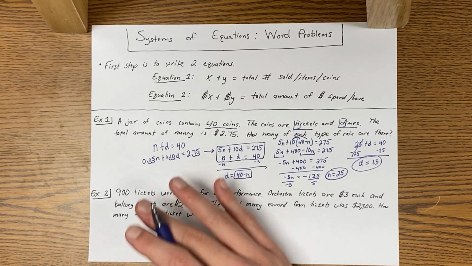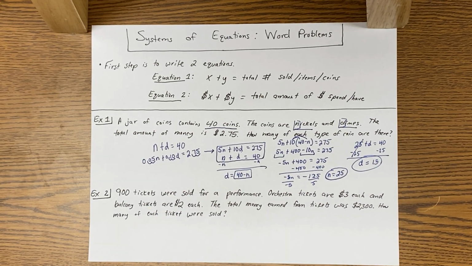And I can check my work. I know 25 plus 15 gives me 40. And I know that I could check the monetary value of 15 dimes and 25 nickels, and that should give me $2.75.